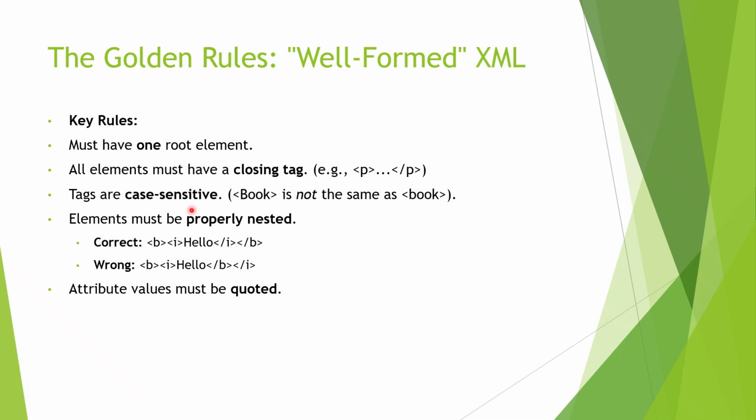Tags are case sensitive. Book and book are two completely different and unrelated tags to an XML parser. Elements must be properly nested. This is a stacking box rule. If you open a B tag, then an I tag, you must close the I tag before you close the B tag. Last in, first out. All attribute values must be quoted. These are the five rules you have to follow to form an XML file.